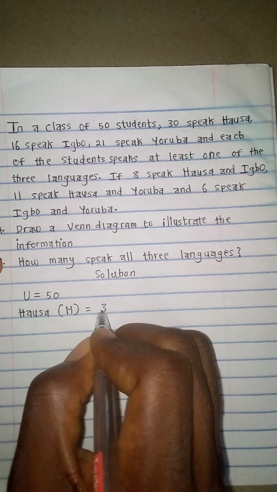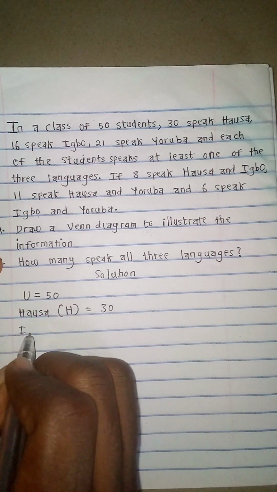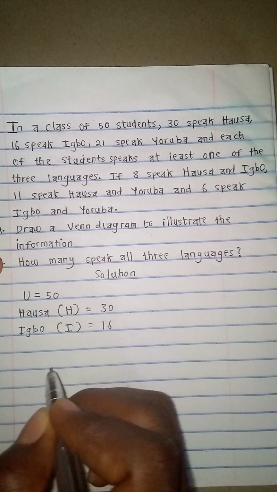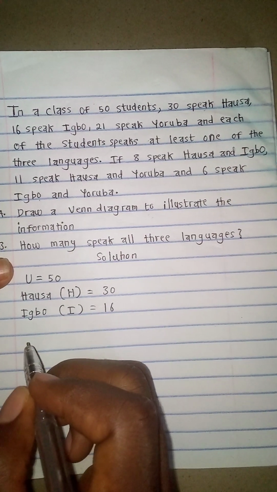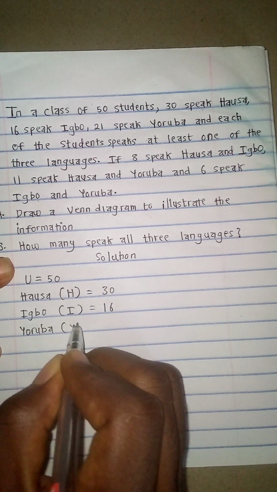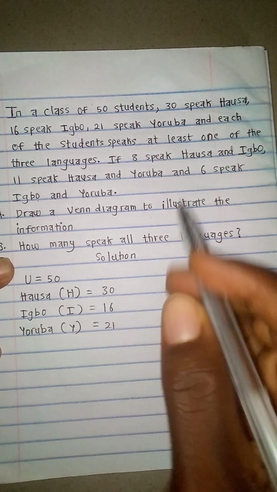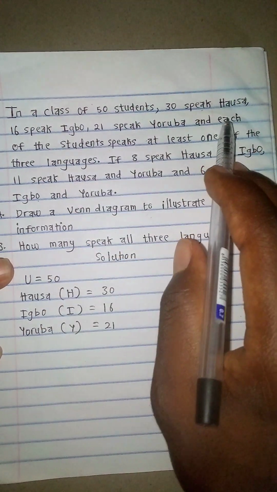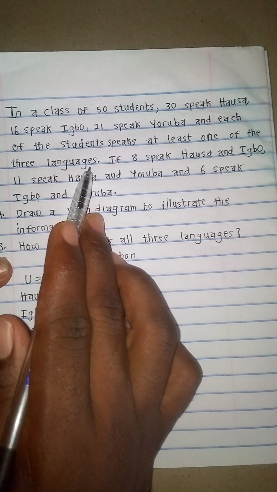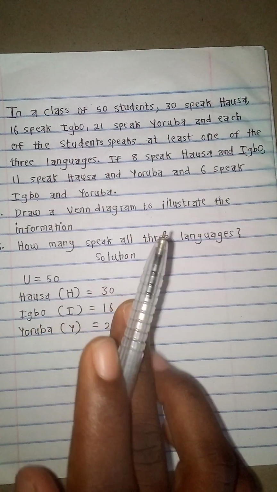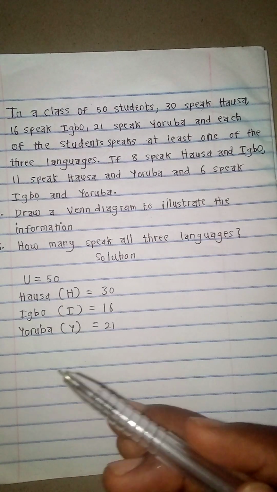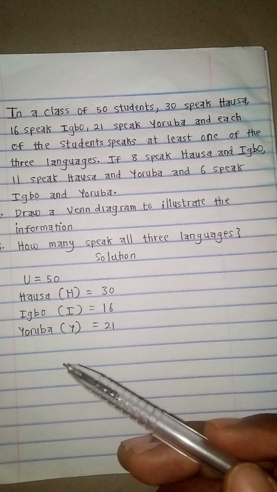So Hausa, we have 30 speak Hausa. Igbo, I, 16 speak Igbo. Okay, Yoruba, that's Y. We have 21 here according to what we have in the question. And each of the students speaks at least one of the 3 languages. That is, every student speaks at least one. Even though we might have students that didn't speak all the 3, we have some students that speak one language. Do you understand?